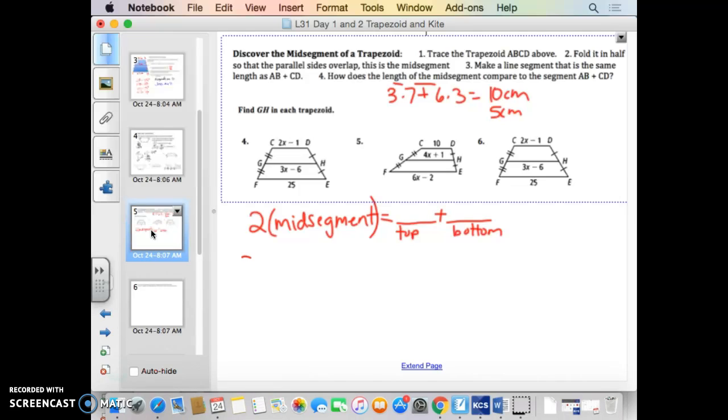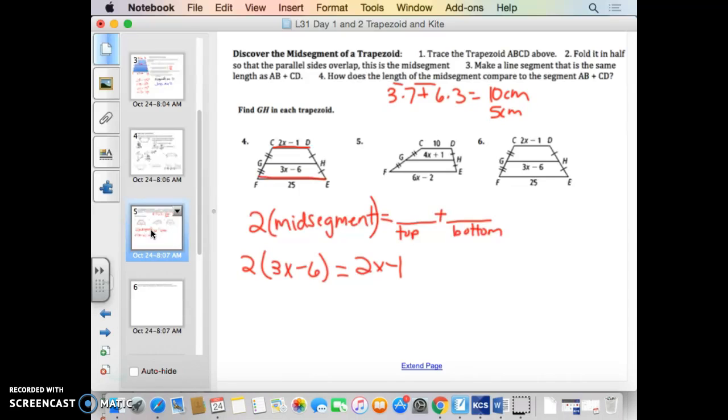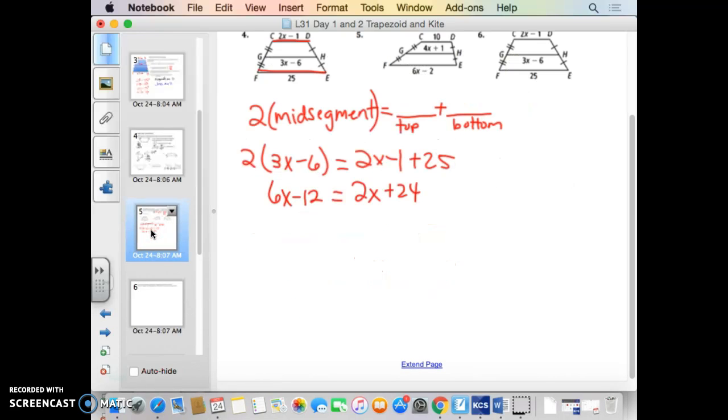So how would I set up my equation? I would do 2 times 3x minus 6 equals, this is the top and this is the base, 2x plus 2x minus 1, excuse me, minus 1 plus 25. And then you go ahead and solve this equation. So I do have to do the distributive property. So this would be 6x minus 12 equals 2x plus 24. So now I'm going to see that I can subtract 2x over here. And that's 4x. And then I'm going to add 12 over here. And that is 36. So x equals 9.